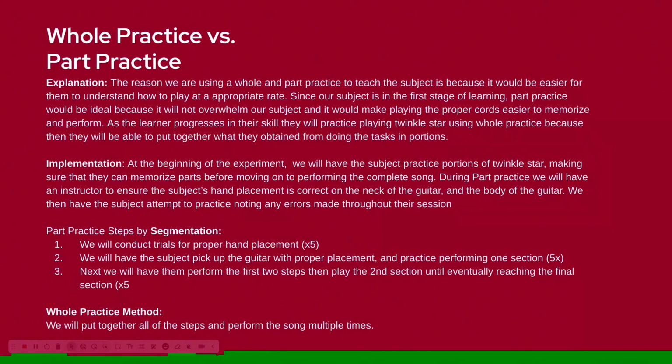Now, part practice, here are the steps by segmentation. 1. We will conduct trials for proper hand placement. 2. We will have the subject pick up the guitar with proper placement and practice performing one section. And 3. We will have them perform the first 2 steps, then play the second section until eventually reaching the final section. With whole practice, we will put together all of the steps and perform the song multiple times.